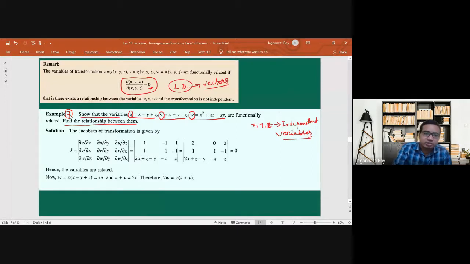So let us calculate the Jacobian. The Jacobian will be this by definition: u, v, w in the numerator, and the denominator will have x, y, and z. After calculating, we have this one. We evaluate this determinant, and we are getting 0. Hence, the variables are related.